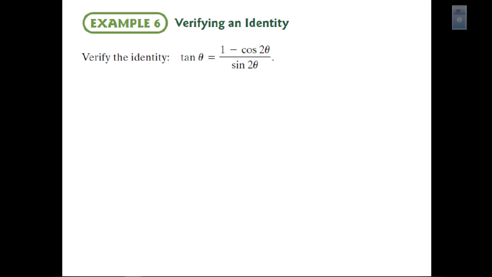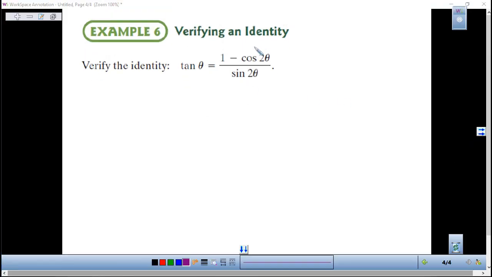Alright, so for this one we're going to do a little bit of verifying. This one definitely want to start with the right side here. With tangent, you don't want to start with the simplest side in this case because you really don't know which way to go. You want to start with sine over cosine and try to work it into this. It's a lot easier to use what you know about cosine 2 theta and sine 2 theta and work back to tangent. So we're going to deal with this side.